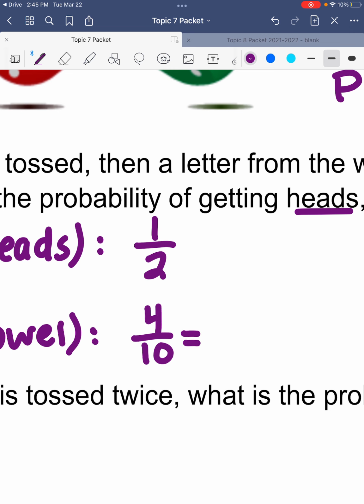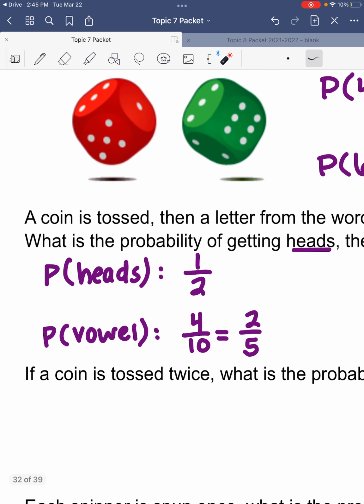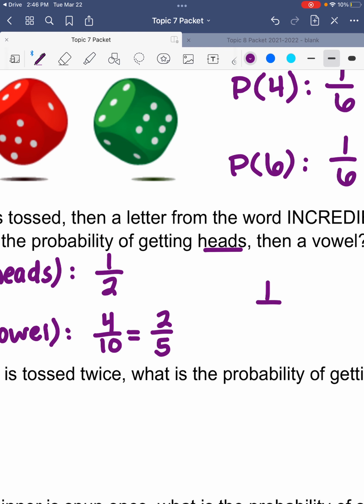I know 2 goes into both of those numbers. 4 divided by 2 is 2, and 10 divided by 2 is 5. So now that I've got my 2 probabilities, I'm going to multiply them together to figure out my compound probability. So I'm going to multiply 1/2 times 2/5. So we'll set that up like this, 1/2 times 2/5.